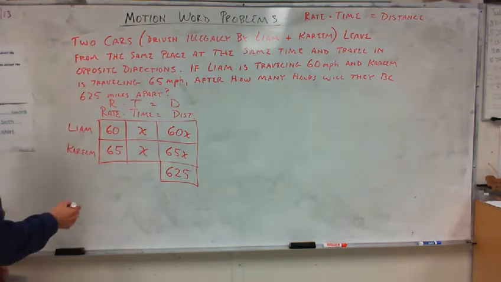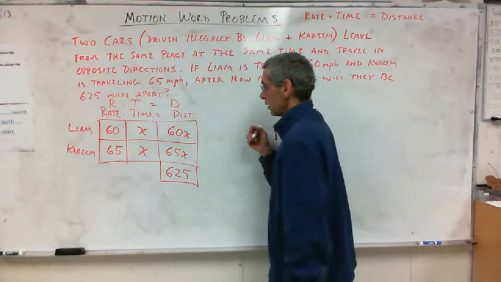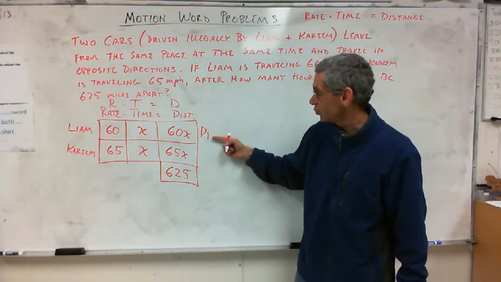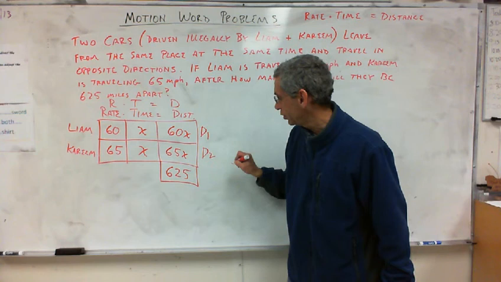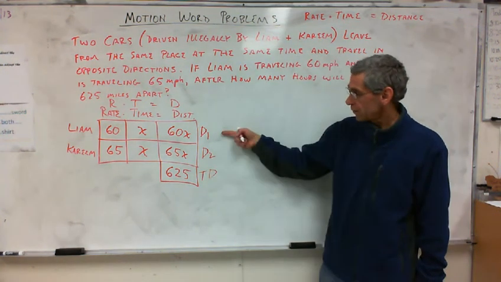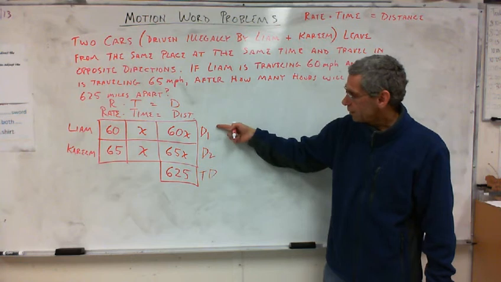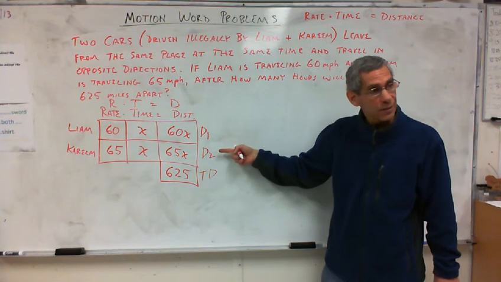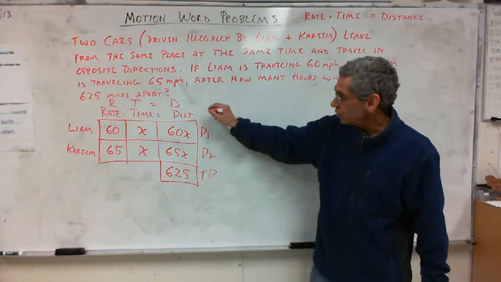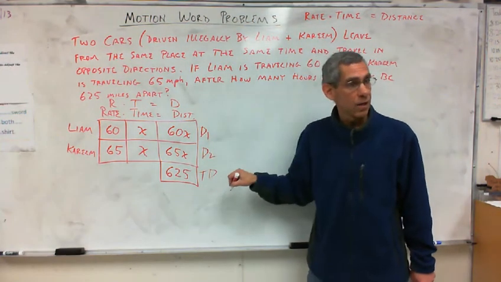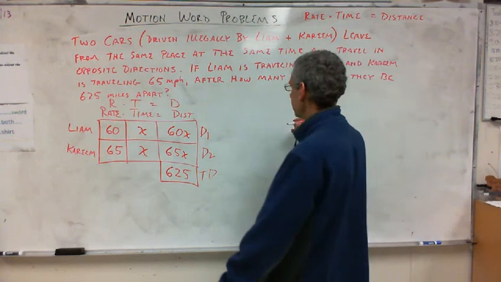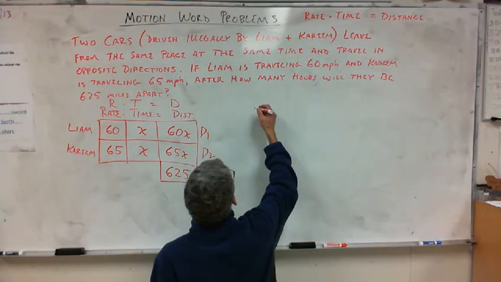What did we say with scenario 1? D1 plus D2. This is your D1, right? These are distances. This is your distance 1, and this is your distance 2. You add them, and it equals your total distance. So 60x plus 65x equals your total distance. Does that make sense? So usually you're going to use this column, the distance column, to solve these. Not always, but usually. Probably always.